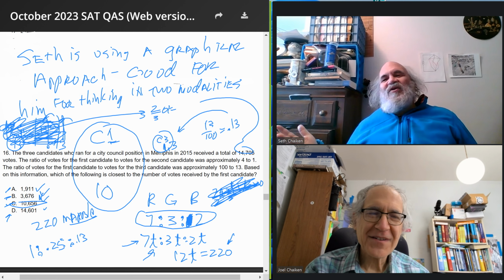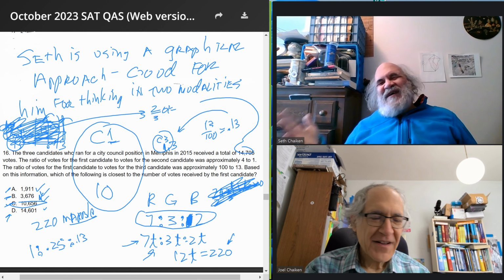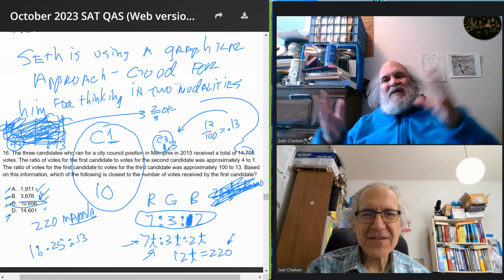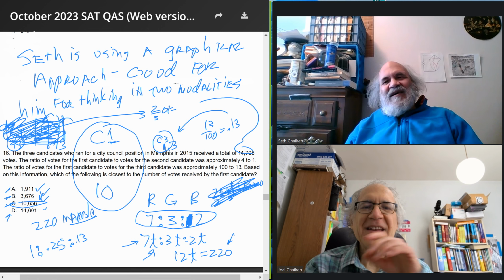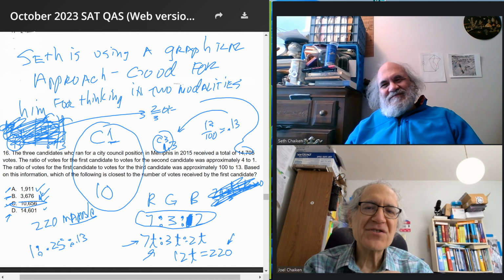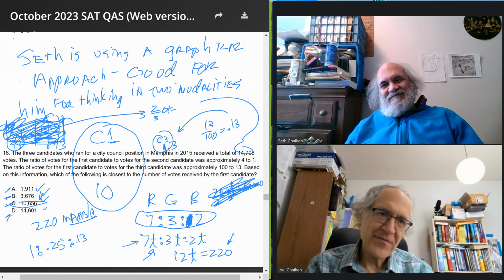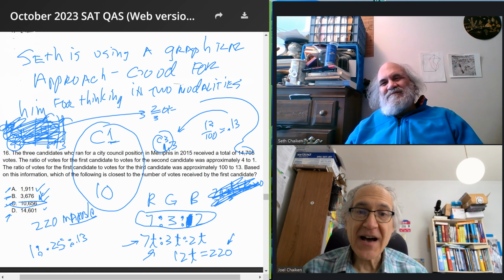So candidate 4, Seth, would have 1,000 times the votes of candidate 1 and overwhelm 1, 2, and 3. So forget it. We're not talking about that problem. But if they were to use a pot, they would say this. Candidate 2 got a quarter of the vote. Candidate 3 got 13% of the vote. A total of 14,000 was cast. How much did candidate 1 get? That's when the pot would come in.